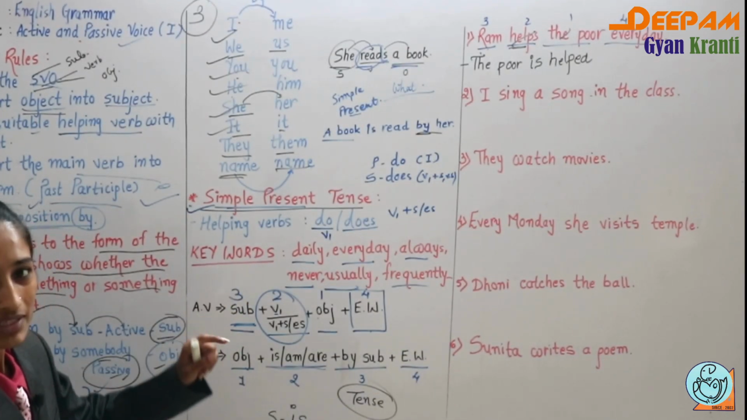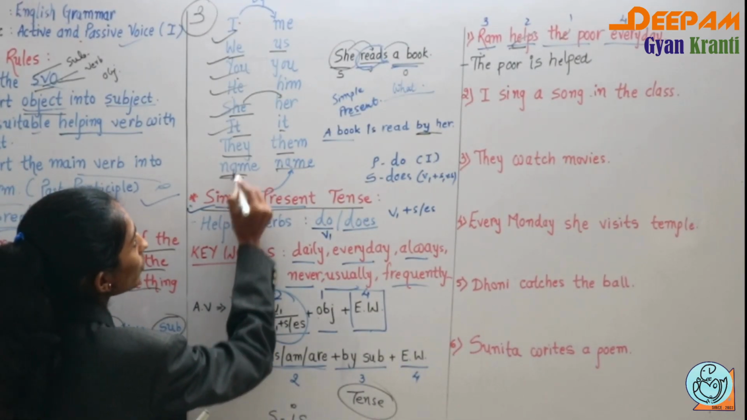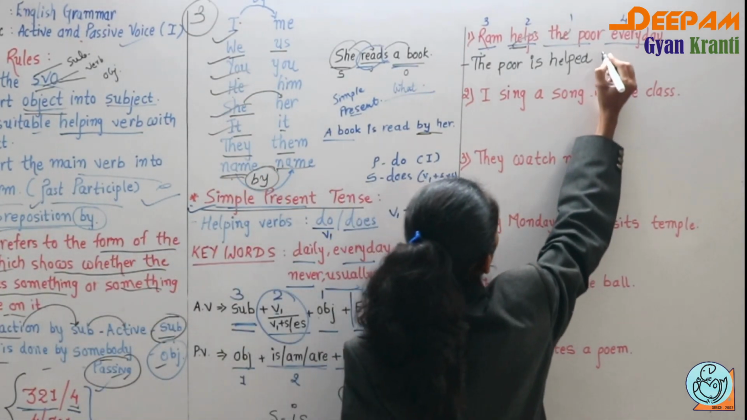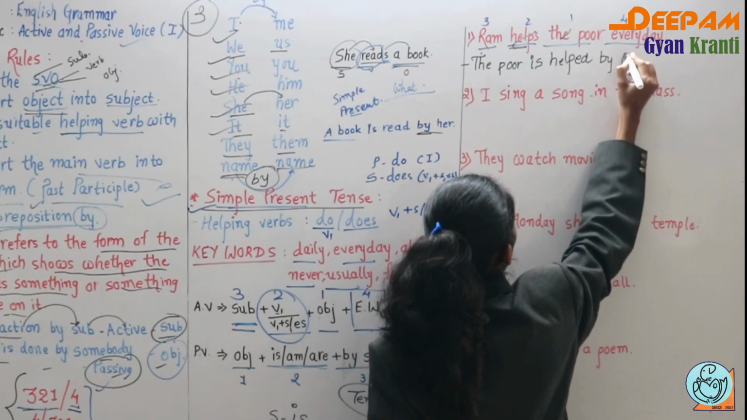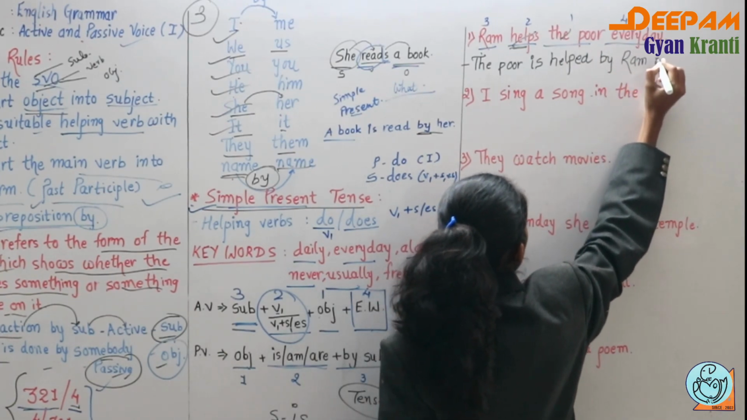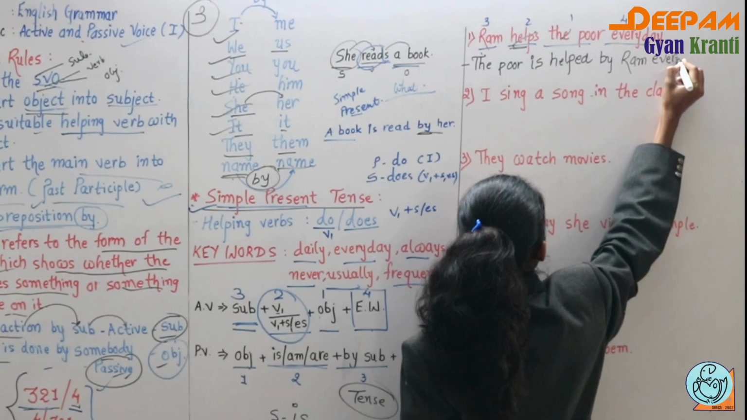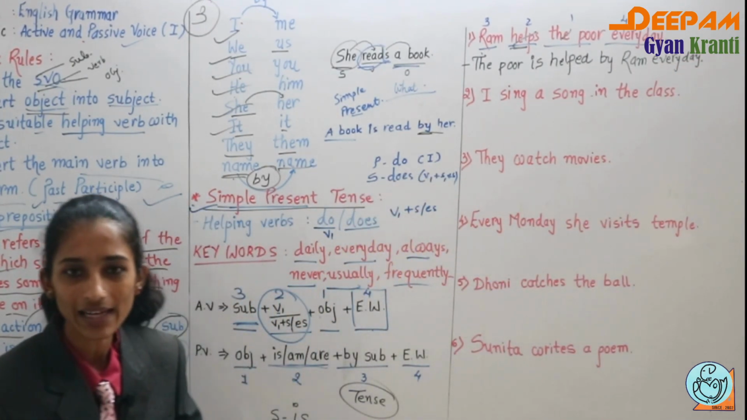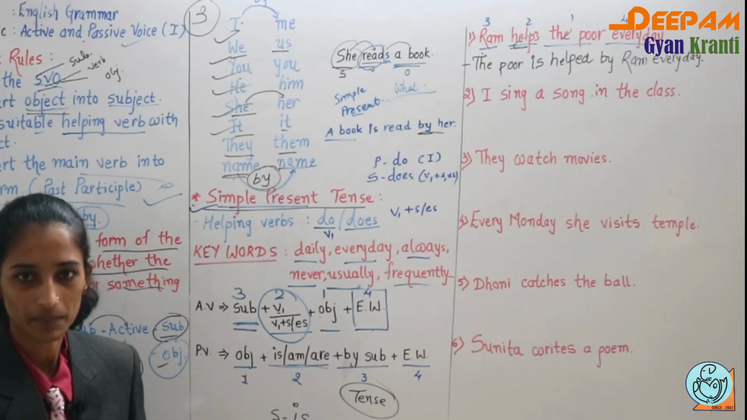Okay, name is given, means Ram is the name. So what do we have to do? We have to use by plus name. So what do we have to write? Helped by Ram. And no need to do any changing in 4th number, so every day. So what is the answer? The poor is helped by Ram every day.